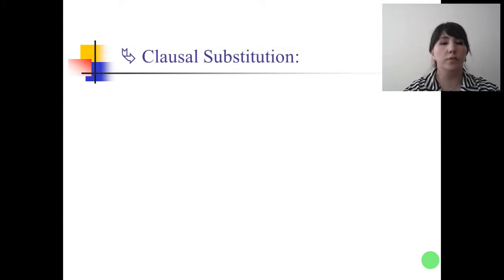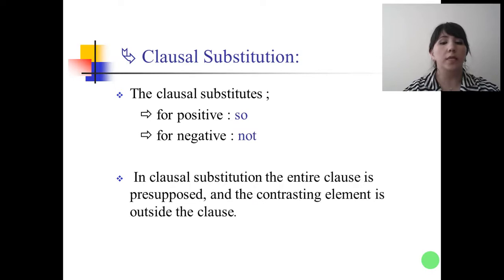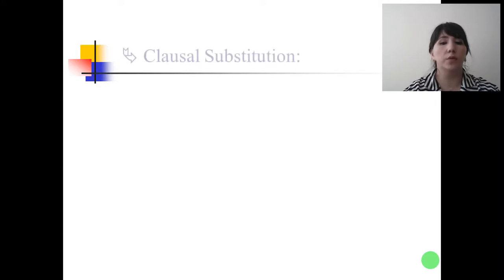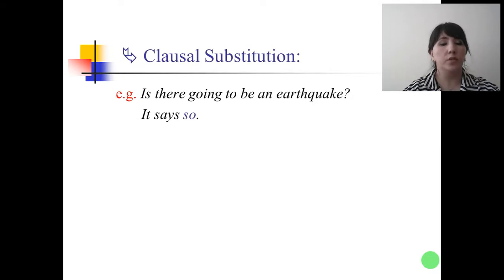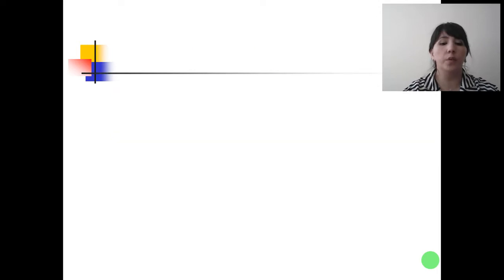Clausal substitution. The clausal substitutes: for positive, so; for negative, not. In clausal substitution, the entire clause is presupposed and the contrasting element is outside the clause. For example, is there going to be an earthquake? It says so. "So" presupposes the whole of the clause there is going to be an earthquake, and contrastive environment is provided by the "says", which is outside it. Has everyone gone home? I hope not.